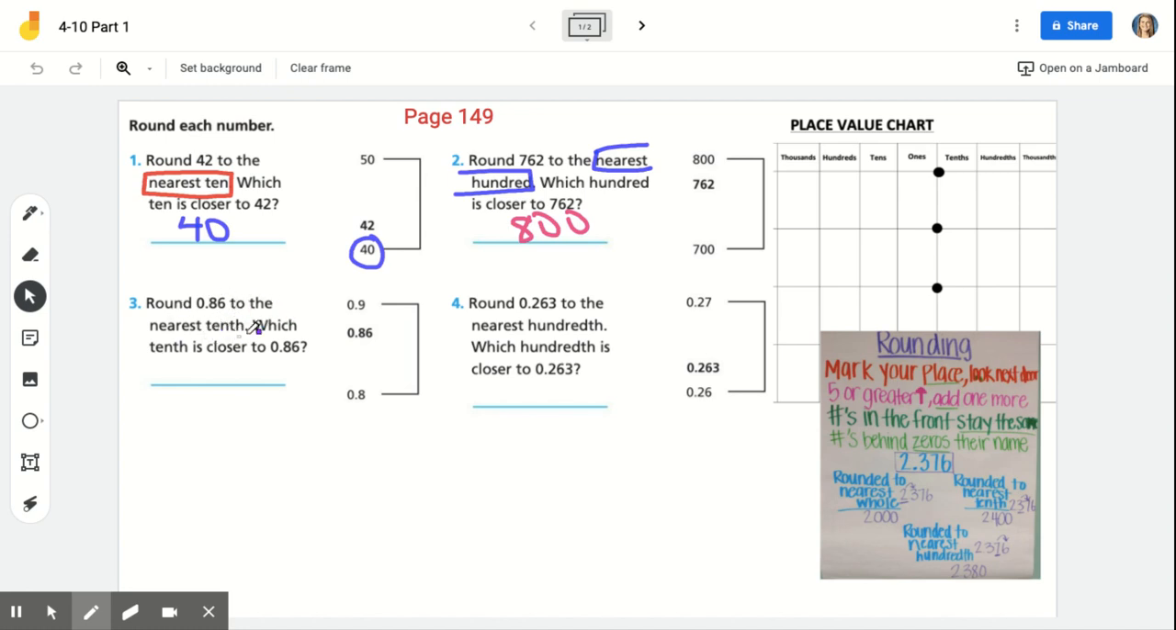Which tenth is closer to 86 hundredths? Box the directions, nearest tenth, here. We're working with rounding with digits after the decimal for this one. The process is still going to stay the same though. So mark 86 hundredths into your place value chart. Underline the digit that's in the tenth spot. Draw an arrow next door. So we're drawing an arrow to 6 and we're asking ourselves, is 6 5 or greater?